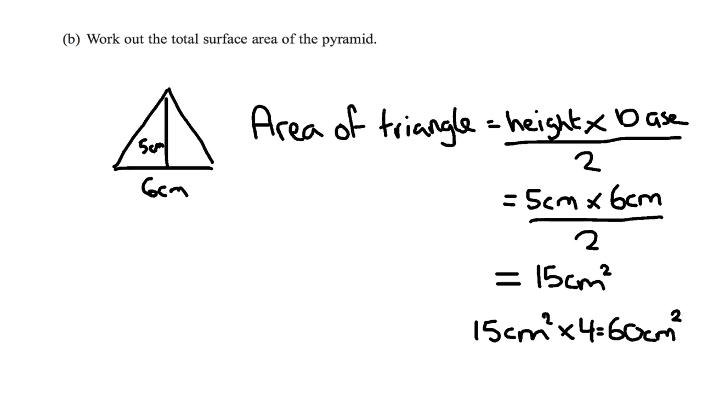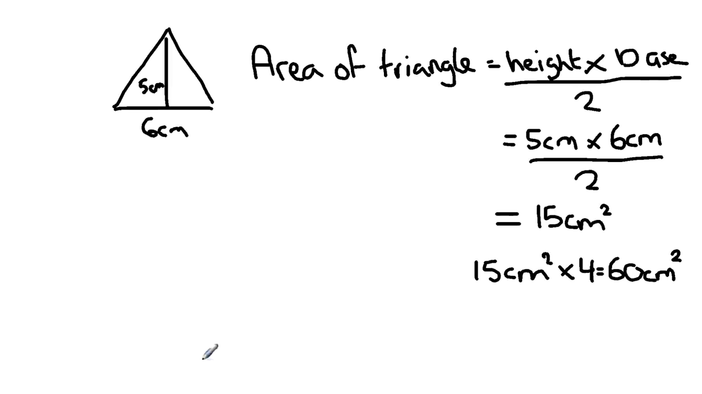Now we need to find the area of the square which represents the base of the pyramid. So to find out the area of the square, we're going to do height times base.